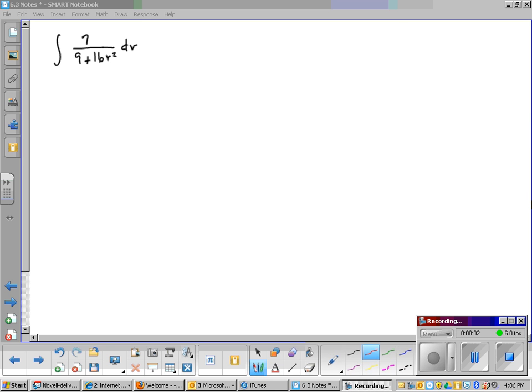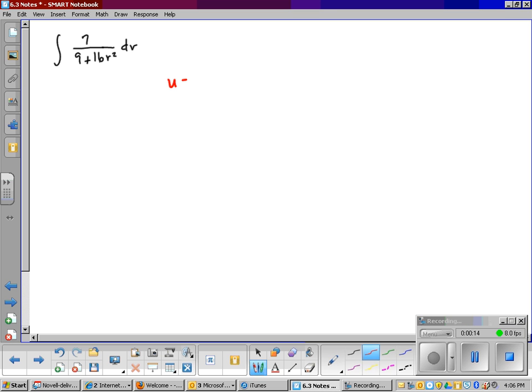You will most likely see a problem similar to this on your 6.2 quiz, and these show up on the test from time to time. The first thing you may try is to use the denominator, which is often a good bet, to choose the denominator to be your u. But you notice when you then find du that you're going to get 0 plus 32r dr.